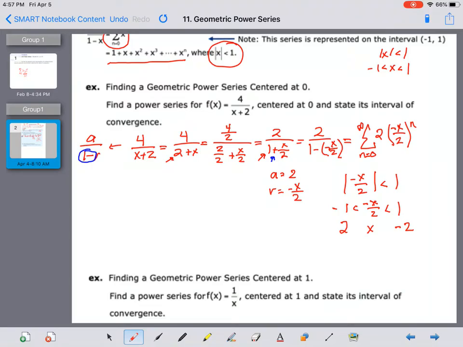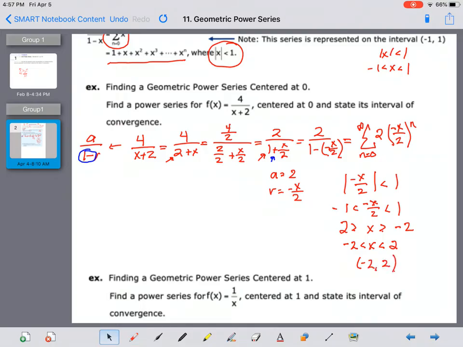But going back to algebra, when we dealt with inequalities, remember, if we are multiplying or dividing by a negative value with an inequality, it changes the direction of our inequality. So now our inequality is going to be this way instead for both of them. Okay, which means, maybe if I write it the other way, where x is greater than negative 2 but less than 2, our interval of convergence goes from negative 2 to 2.